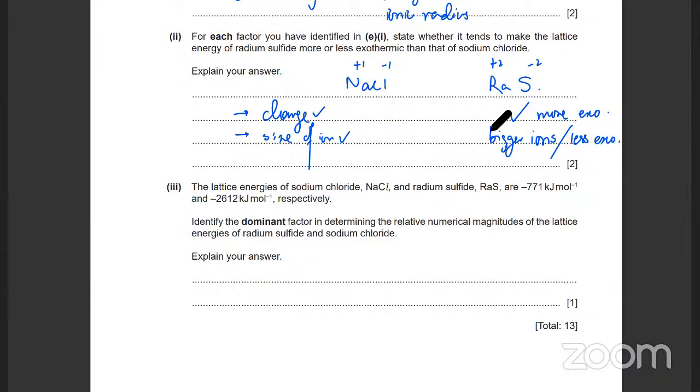So we can't state whether the overall effect is going to be more or less exothermic. They're kind of canceling each other out. But in the next part, he's now asking you to identify the dominant factor, which one is going to have a bigger effect. When you look at the enthalpy change of radium sulfide, you would notice that it is more exothermic compared to sodium chloride. So if it is more exothermic, that means charge is the more dominant factor. Is that point clear?